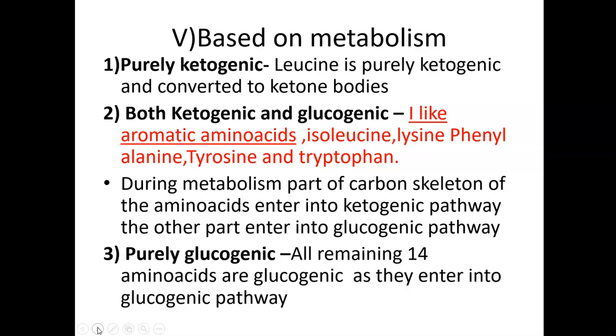Next, the last type of classification is based on metabolism. We know what metabolism is. It's a pathway. We can split this metabolism into two types, anabolism and catabolism. Anabolism means synthesis, catabolism means breakdown. So, based on metabolic pathway, we can classify these amino acids into three categories. Which are they? Purely ketogenic.